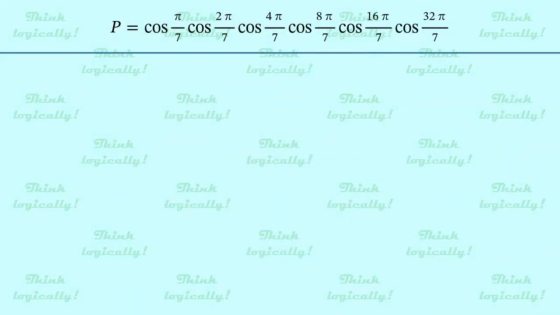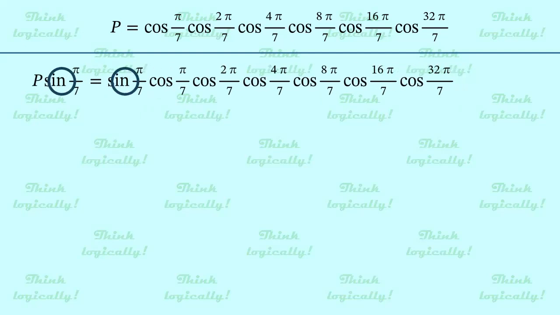Let P be the value we need to find. So we have 6 factors in the right hand side and all of them have 7 in the denominator. Let's make it 7 factors as well by multiplying both sides by sine of pi over 7. Would you like to continue from here?